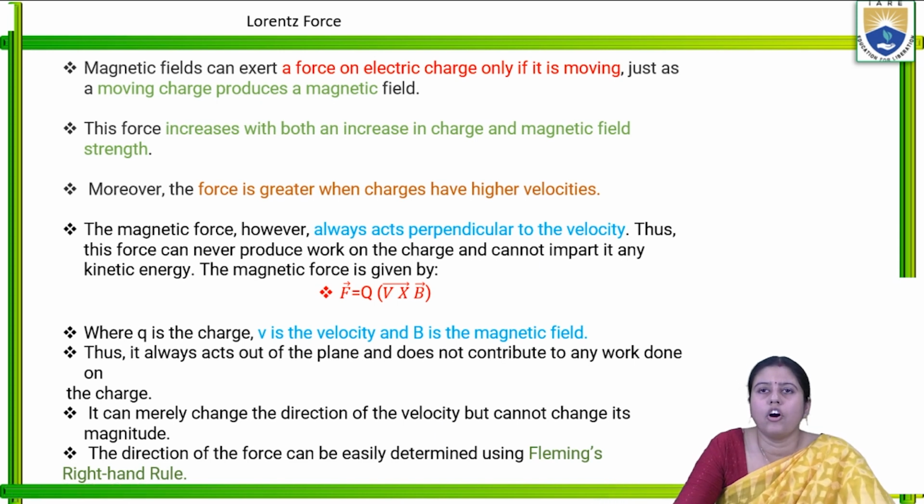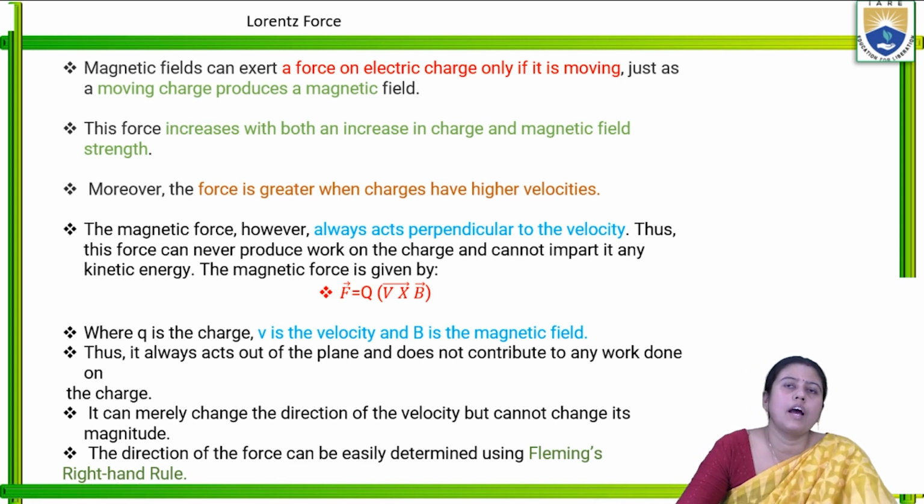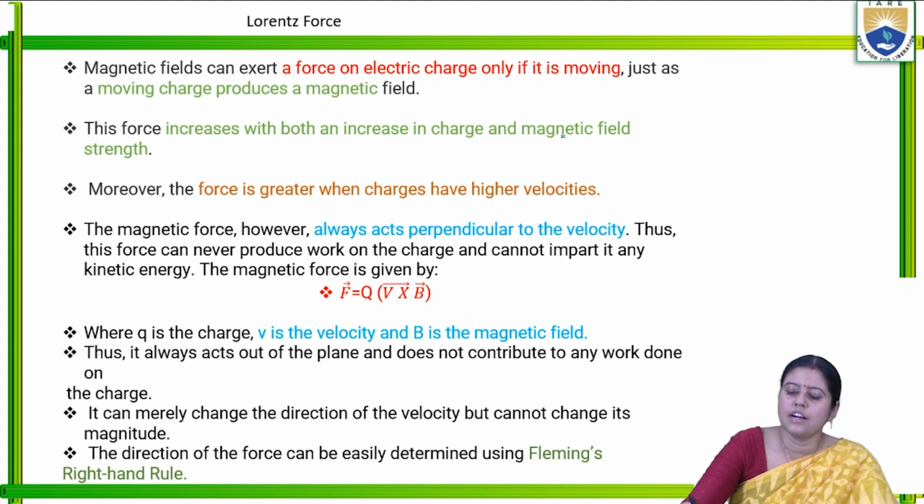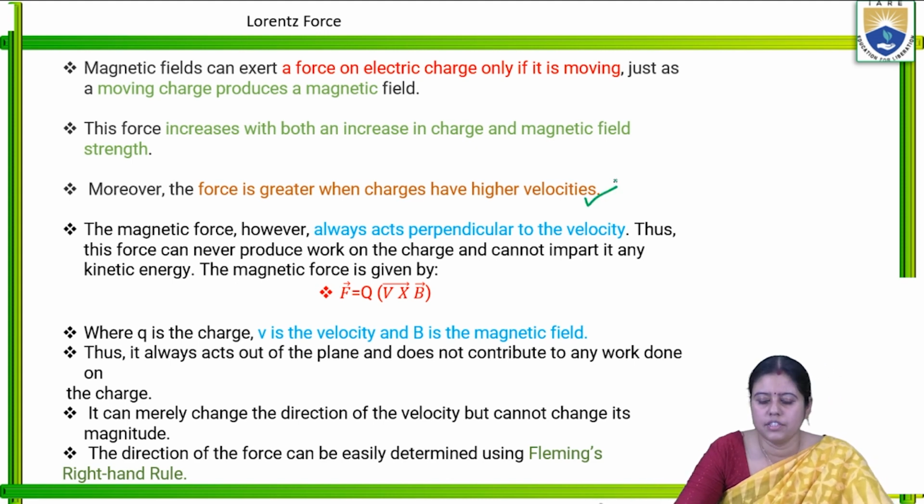Now we will move to the Lorentz force. Before that, we have to understand the force on an electric charge in a magnetic field. The magnetic field can exert a force on an electric charge only if it is moving. On a fixed charge, meaning a static charge, there is no force due to the magnetic field. The force increases with both an increase in the charge and the magnetic field strength. Moreover, the force is greater when the charge has a higher velocity.